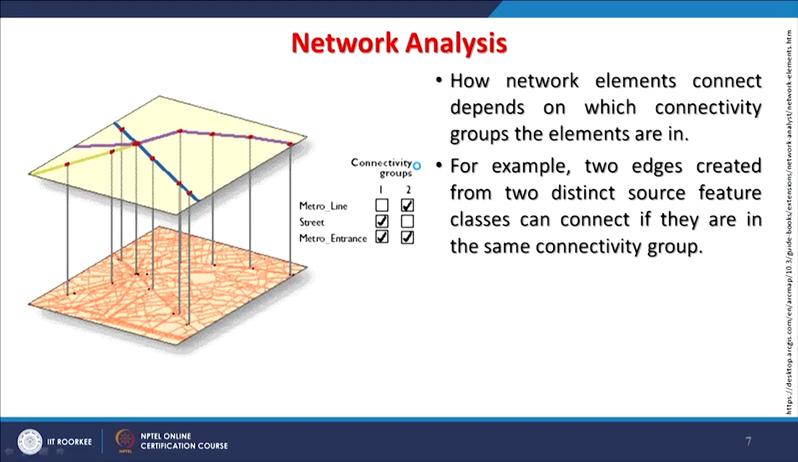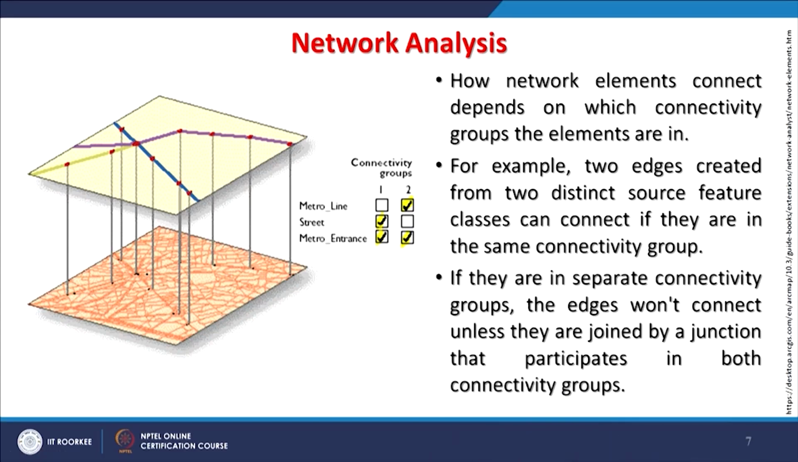connectivity group. As you have seen, the metro line and metro entrance belong to the same connectivity group. Similarly, street and metro entrance belong to the same connectivity group. And if they are in separate connectivity groups, then the edges won't connect. And if that has not been established, then this network analysis will not work, because unless they are joined by a junction that participates in both connectivity groups.